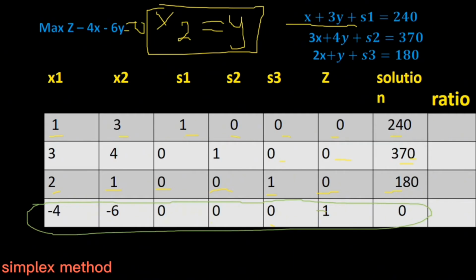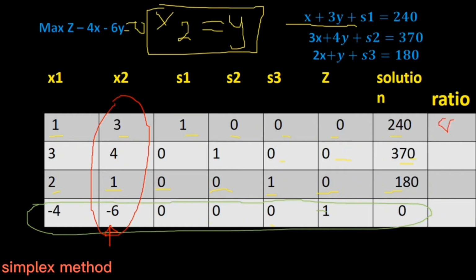To find the pivot column, we take the most negative element at this last row. The most negative element here is negative 6. Therefore our pivot column is this one. To find the pivot row, we do the ratio. The ratio is the solution column divided by the pivot column. 240 divided by 3, you are going to have 80.